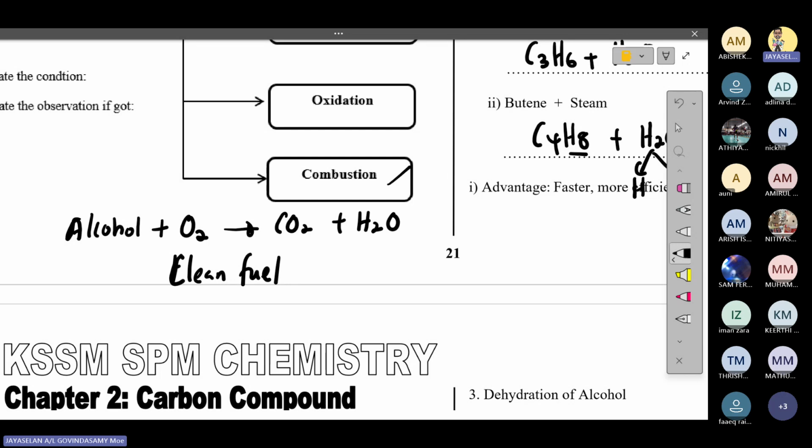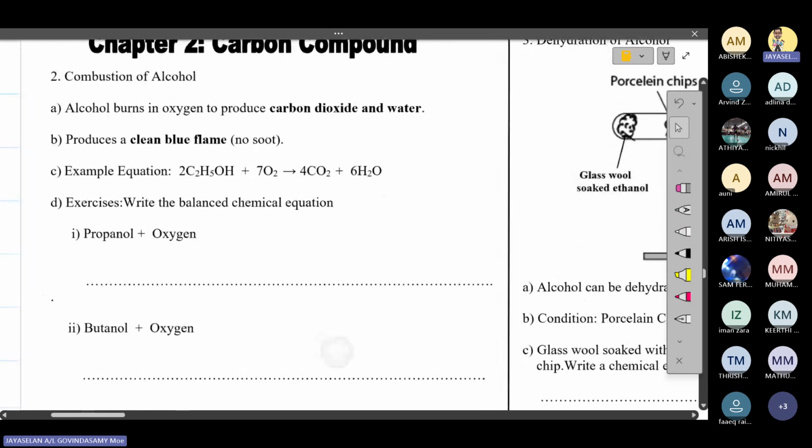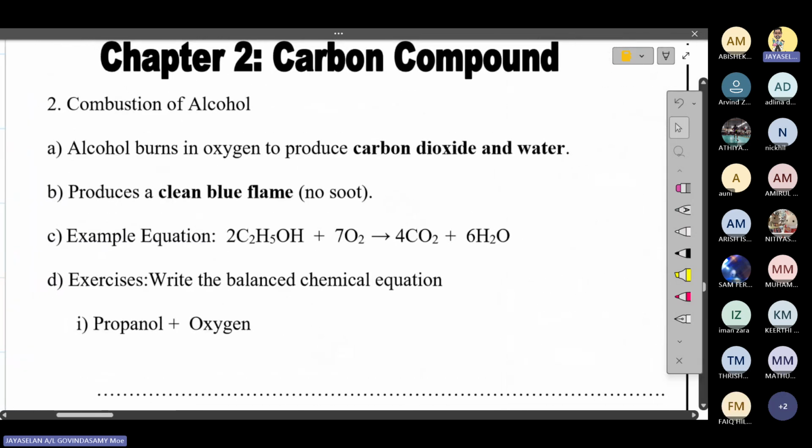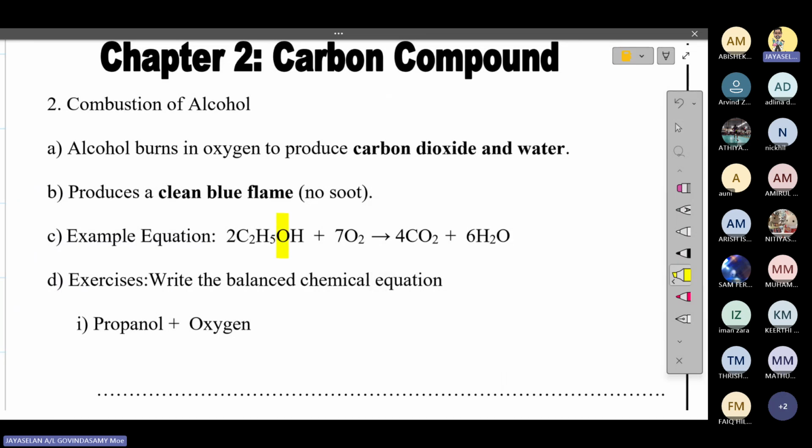It will burn with a blue color flame, and it has very little soot. Soot is a black powdery substance. You must memorise this. For combustion of alcohol, you must be careful. Here there is one O, you must include this O. I already did one example, so you all try to do the second one.